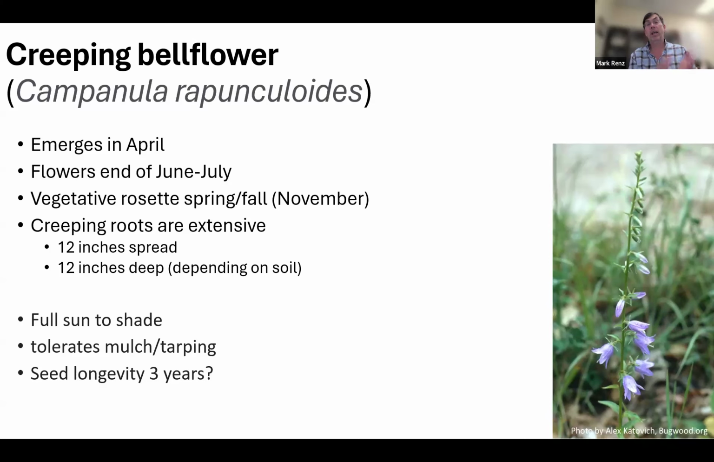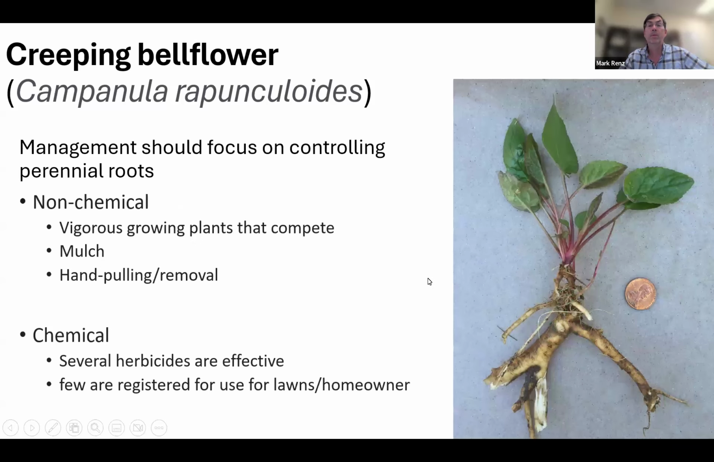This is a sun and a shade loving plant, so we can see it in both scenarios. And it also tolerates mulch and or tarping, but it's more sensitive. The stems aren't as thick and are less likely to push up some fabric mulches. I couldn't find a lot of information on seed longevity. What little information I found sounds like it can persist for maybe up to 3 years.